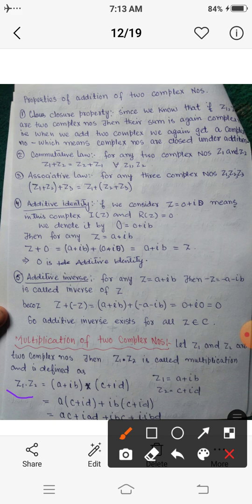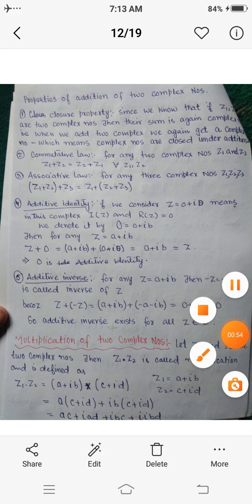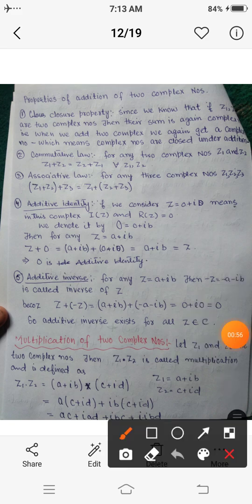Now if we assume that z1 is a plus iota b, that is, the real part of z1 is a and the imaginary part of z1 is b, and z2 is c plus iota d, that is, the real part of z2 is c and its imaginary part is d. Now by actual multiplication, it is a plus iota b into c plus iota d.